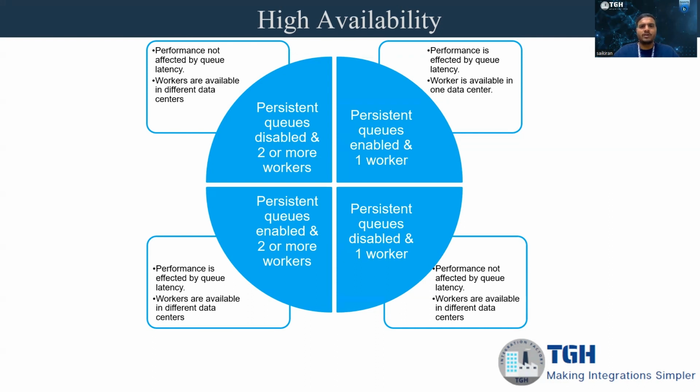Coming to the last use case, where we will not use any persistent queues and we will only go for one worker. Here it is very cheap because we are using only one worker, and the application executions also take place without any latency. But if the worker has any outage, persistent queues are not available there, so our messages may be lost in between. This is recommended for testing purposes, but it is not recommended in production servers.